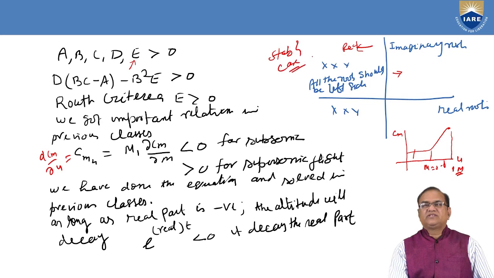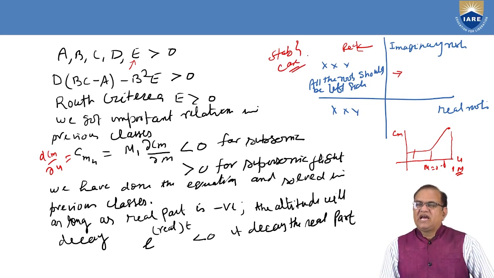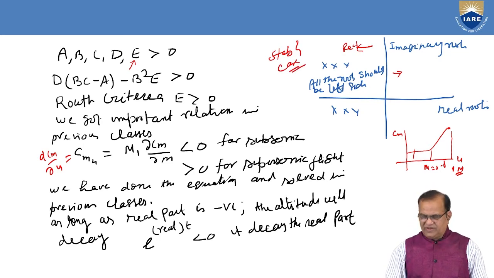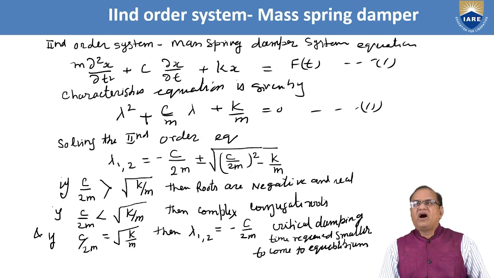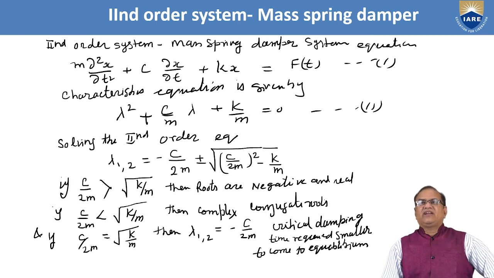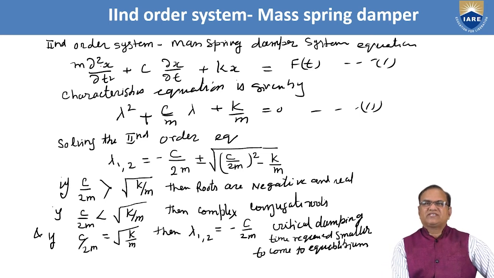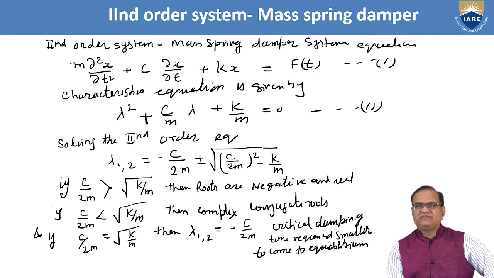Stable case. This we can find out by this, and it gives a very good result. Now, second order system, that is the mass spring damper. The second order system is called the mass spring damper system equations. In this, m d2x by dt square plus c dx by dt plus kx is equal to f(t).